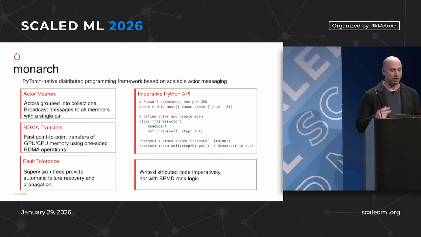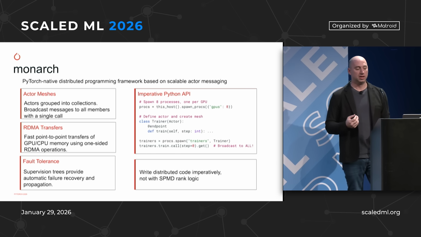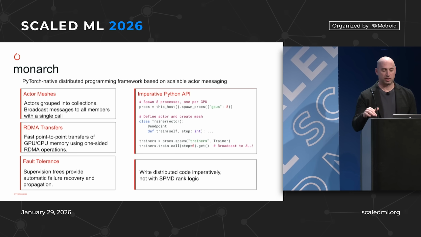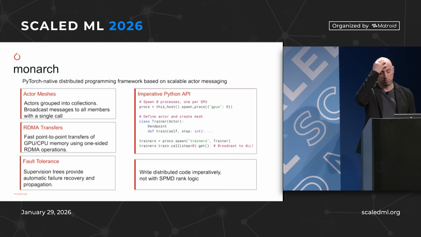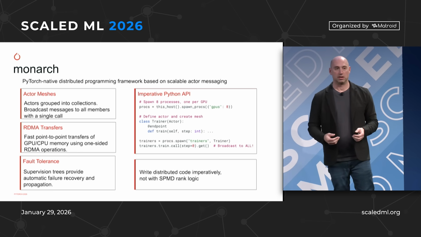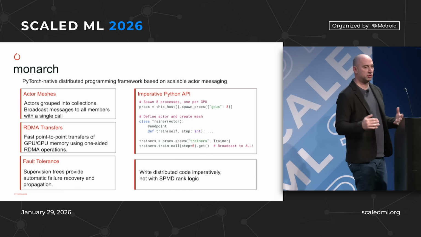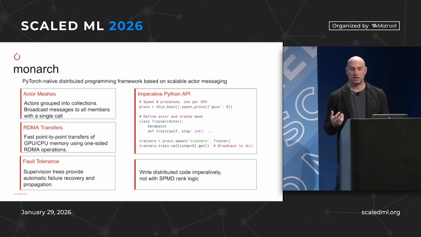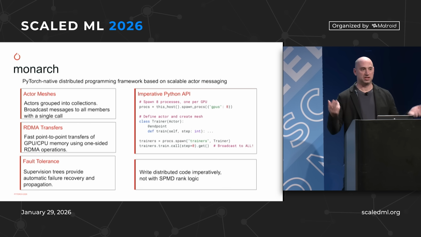It also has RDMA. Basically you can do direct RDMA operations, fast point-to-point transfers, which makes it really fast. It's fault tolerant. And like I said, it has this really nice, clean, imperative Python API. So it feels like you're writing local PyTorch imperatively, and behind it could be a massive amount of compute, and you wouldn't even know it. It just feels really natural.